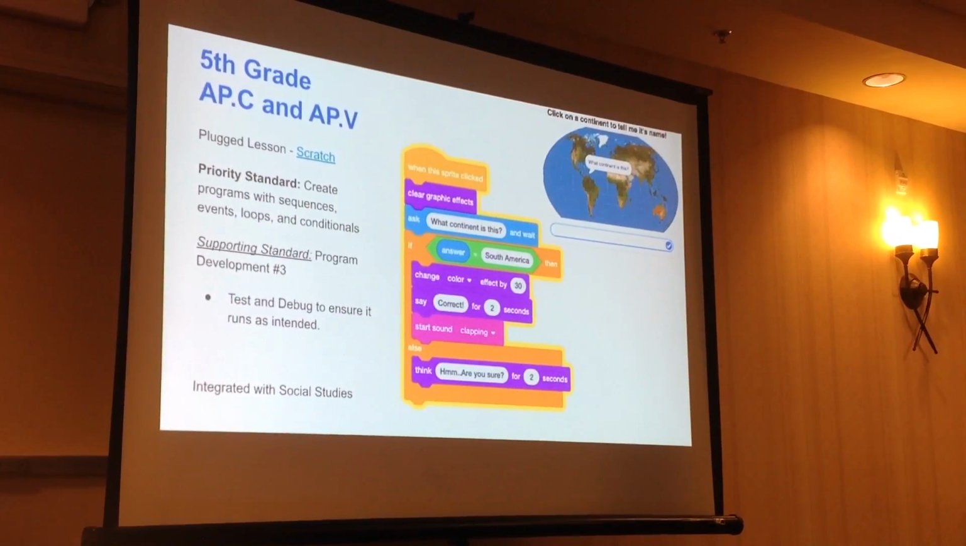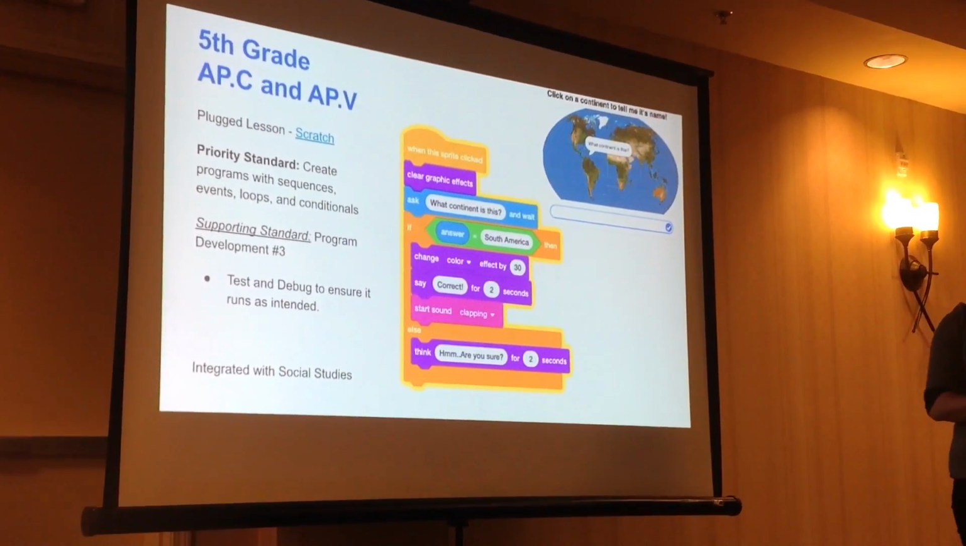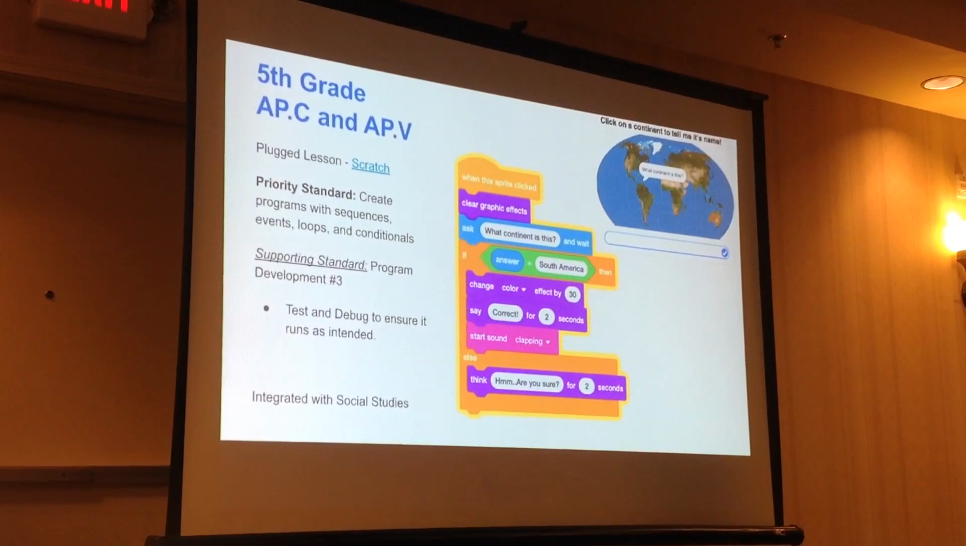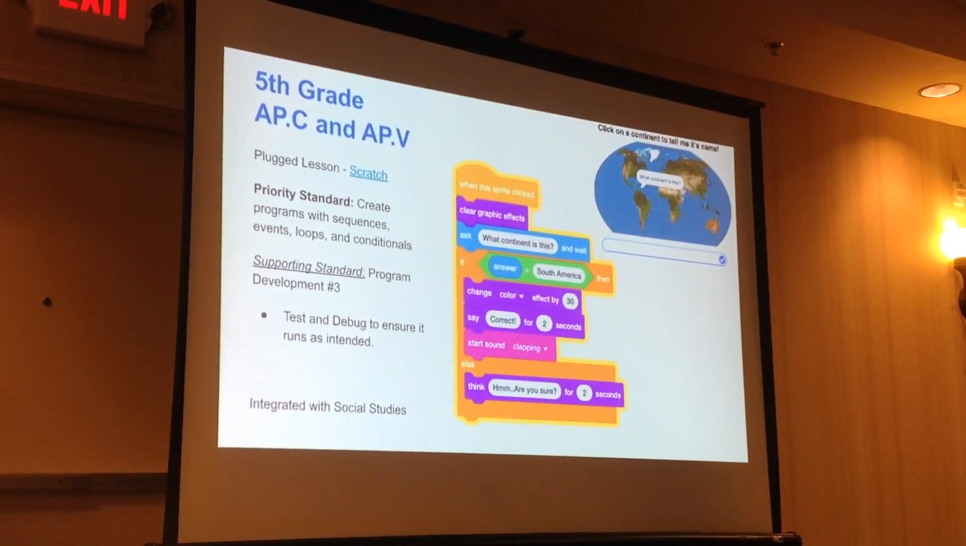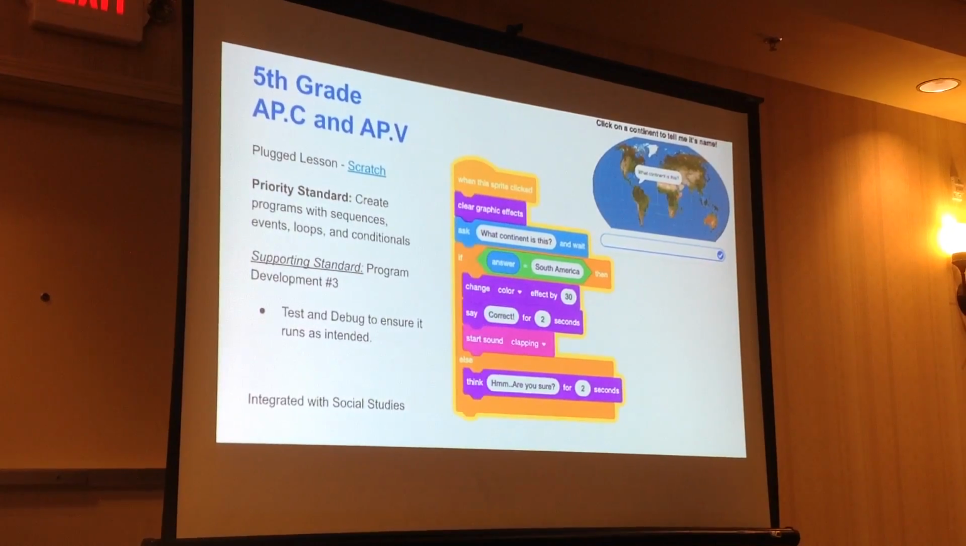So there obviously is the sequences. Events was when the sprite is clicked. There are no loops in this one. However, there is a conditional using the if, then, and else statement. So we're teaching the if, then, and else statements in this lesson. But the supporting standard that fits easily with this is program development number 3, which was test and debug to ensure it runs as intended.